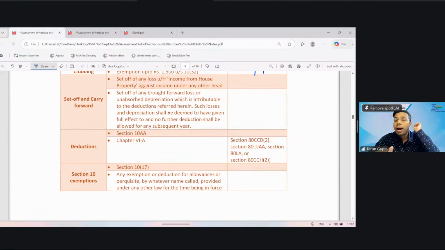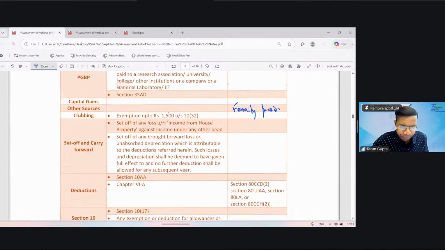Then the exemption of section 10(17), which is available under the old regime but not available under the new regime, or any other exemption on account of perquisites or allowances provided under any other law, is not allowed under the new regime. I can give you the example of allowances given to the judges of the High Court or Supreme Court.